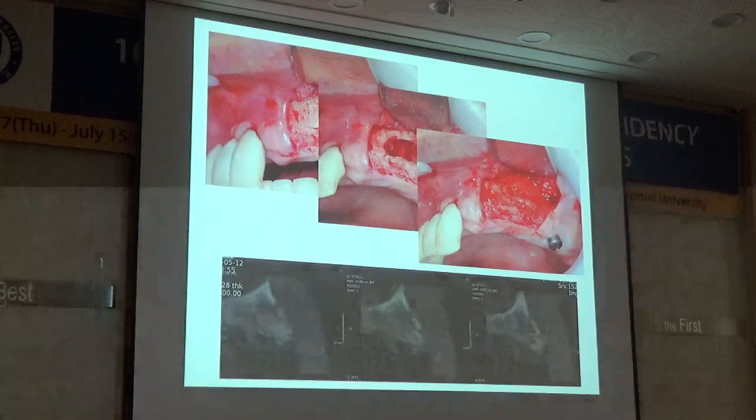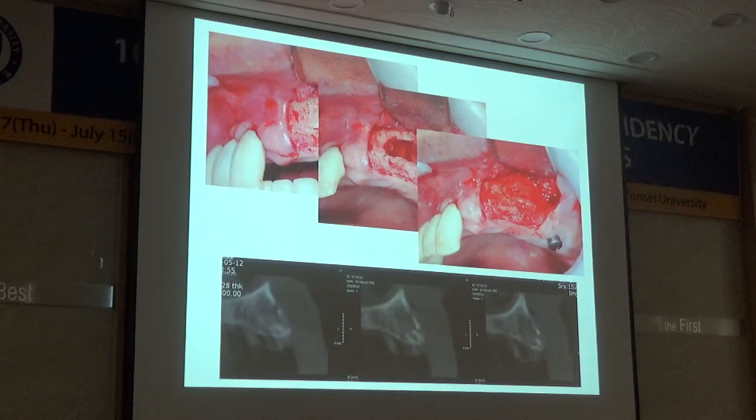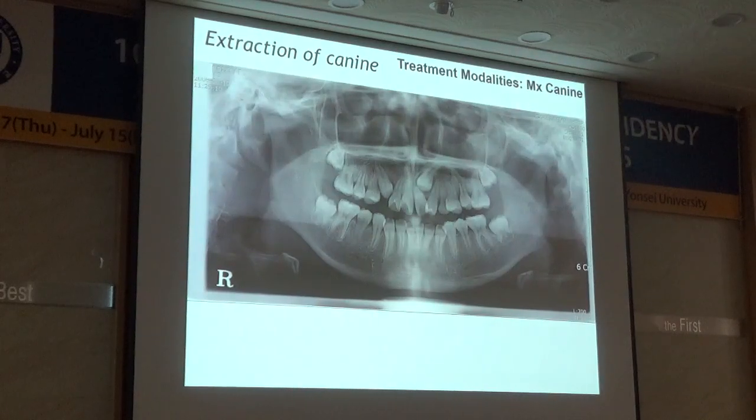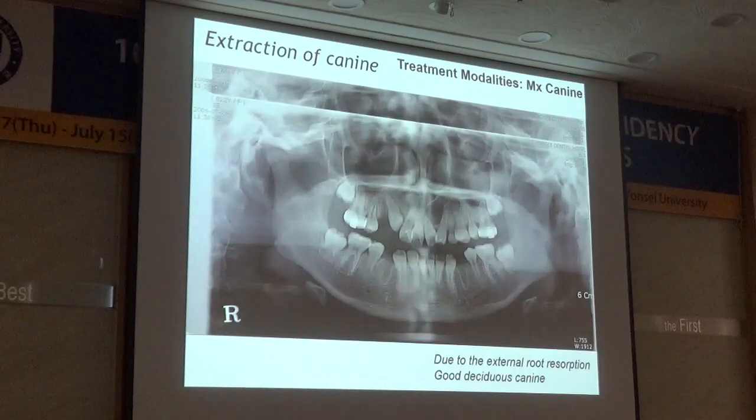This is just a technique of the extraction of the tooth. So the most invasive option is the extraction of the infected tooth. So we extract this infected canine when the deciduous canine is good, or when the orthodontic treatment may be very hard in terms of biomechanics or other patient factors.